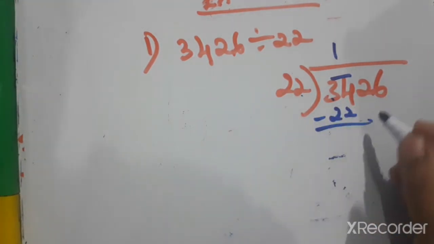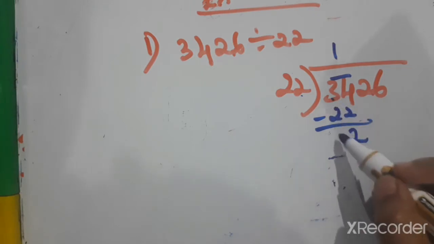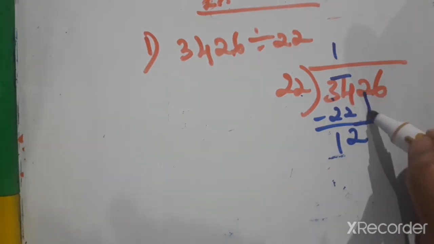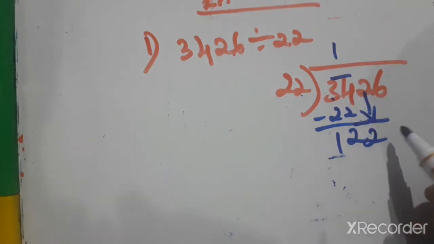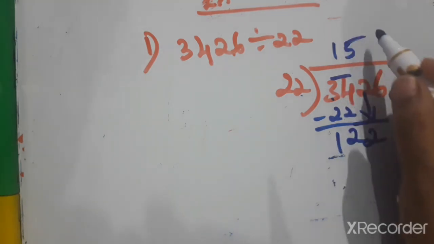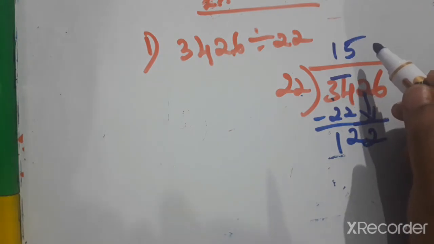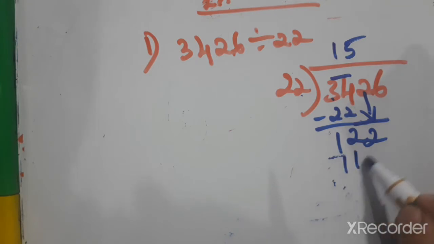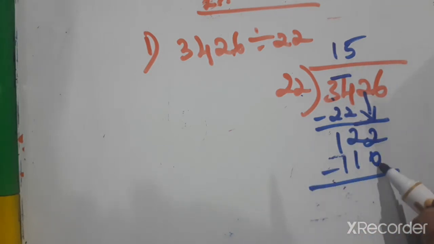22 minus, in that, 4 minus 2 is 2. 3 minus 2 is 1. Now 12, 22 how much is 12? We can subtract, borrow 1 from here. So 2, 122. 22 how much is nearer to 122? 22 5s are 110. Okay, 22 6s is greater than this number. 22 5s are 110. So 110, minus 2 minus 0 is 2. 2 minus 1 is 1.